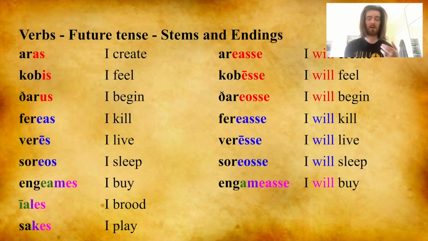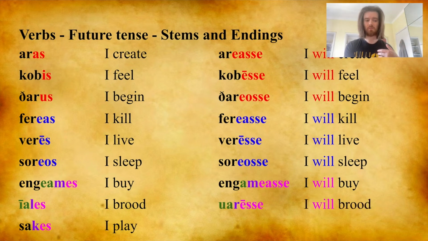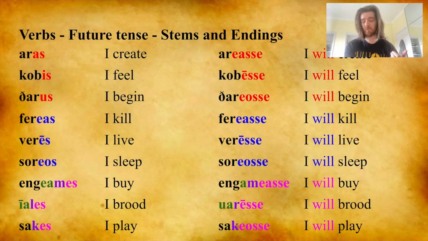conjugation. So here we have engeames, belongs to the first conjugation, nasal subclass, iales, second conjugation, rhotic subclass, sakes, third conjugation, plosive subclass. The future of engeames is engameasse. We see here the unbroken vowel a, the M isn't displaced by anything, and easse is the first conjugation future ending. Similarly, iales, I brood, becomes uarese, I will brood, esse being the second conjugation ending, as with kobese and verese, and finally sakes becomes sakeosse. It doesn't undergo vowel breaking anyway, so you don't have to worry about that. The plosive K of the stem isn't displaced, and it takes the third conjugation eosse ending.